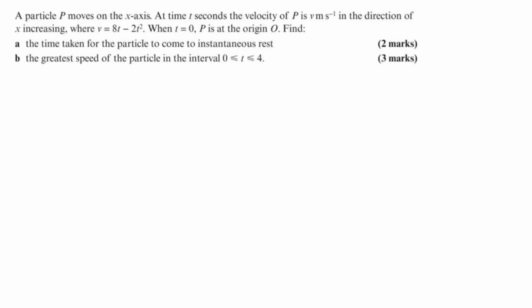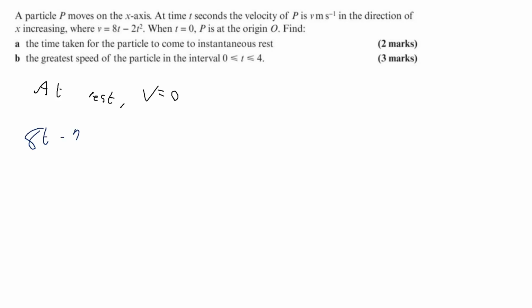Now, let's go over this example. A particle P moves on the x-axis. At time t, the velocity is v, and the direction of x is increasing. So, when v is equal to 8t minus 2t squared, how long will it take for the particle to turn into instantaneous rest? Well, what do we know? At rest, v is equal to 0, isn't it?